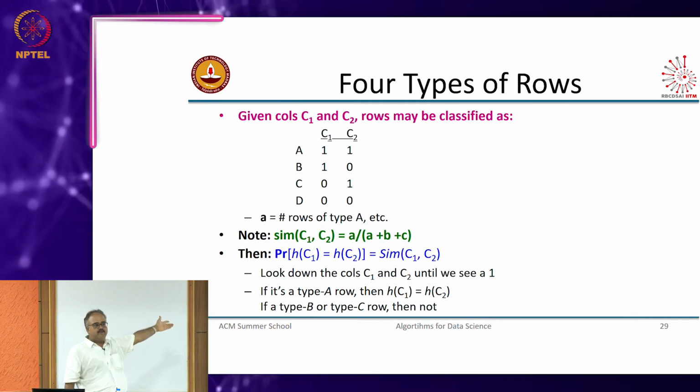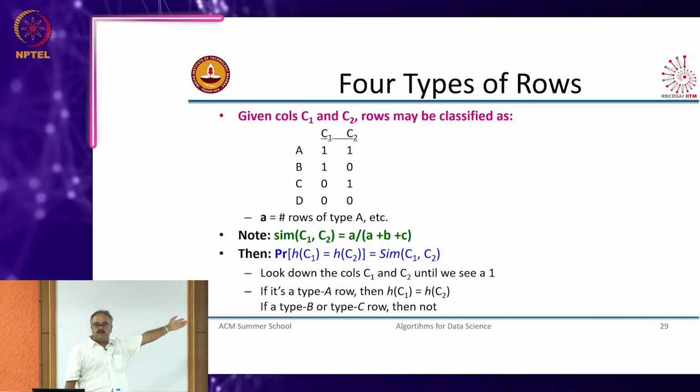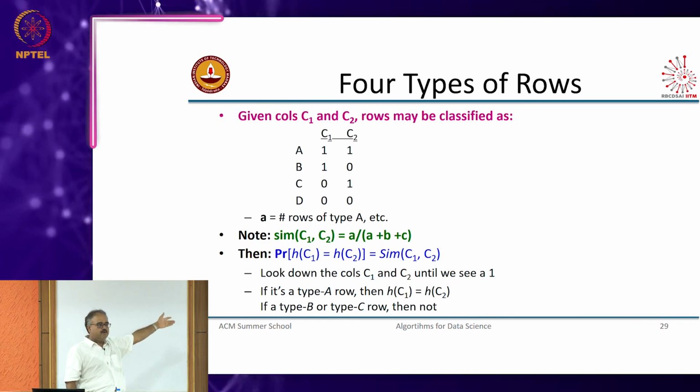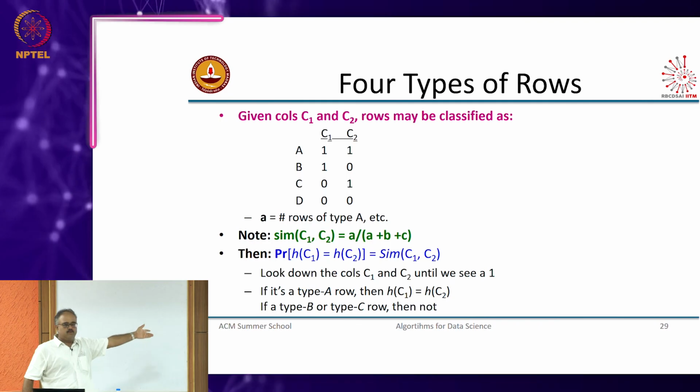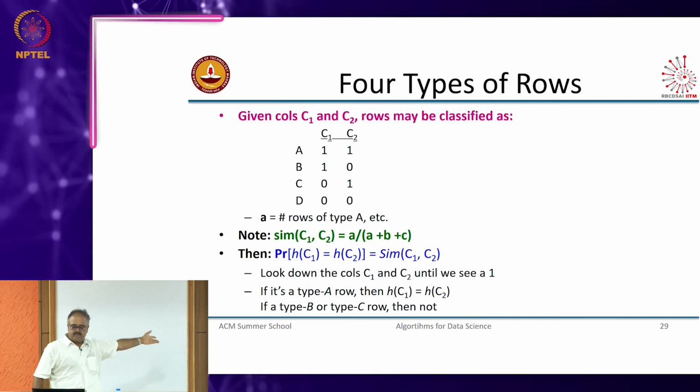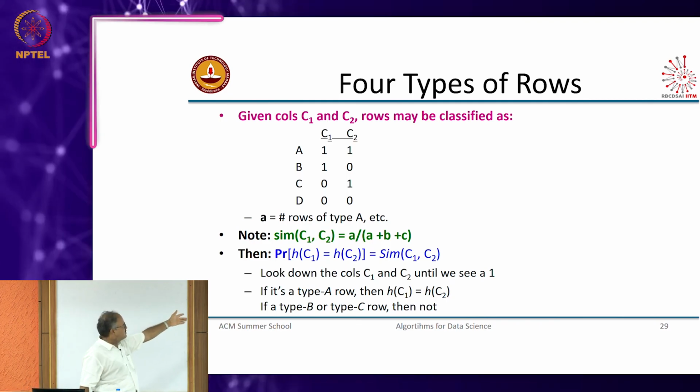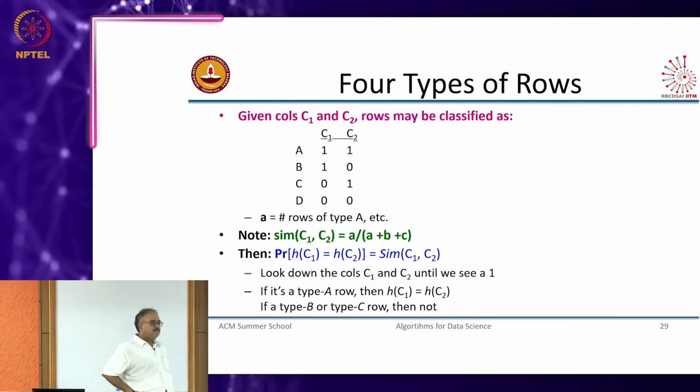Just assume you have two columns. Either both have ones, or one has a 1 and the other has a 0, or one has a 0 and the other has a 1, or both have zeros. Okay. Is that clear? So what is the similarity between C1 and C2?